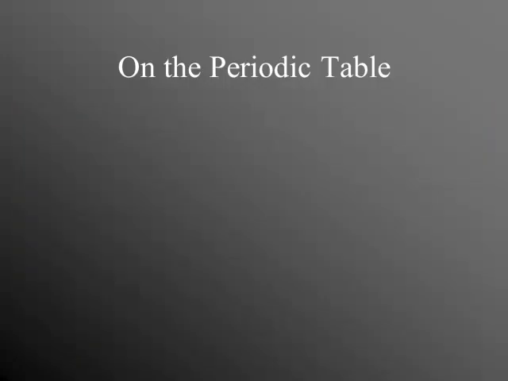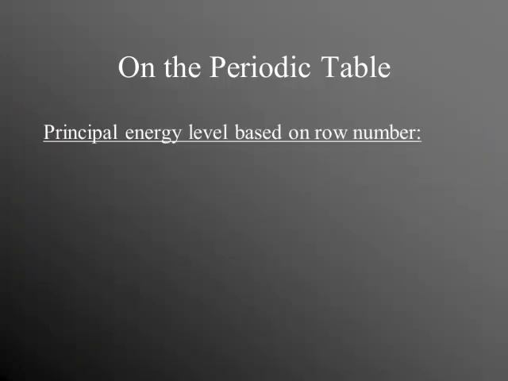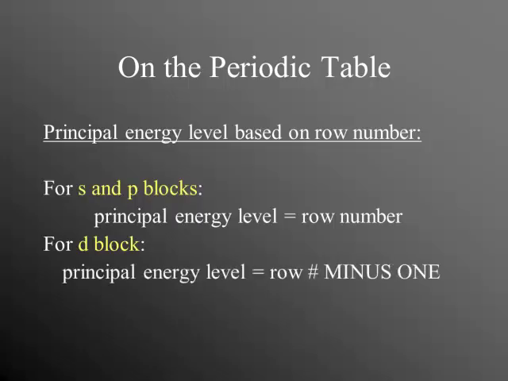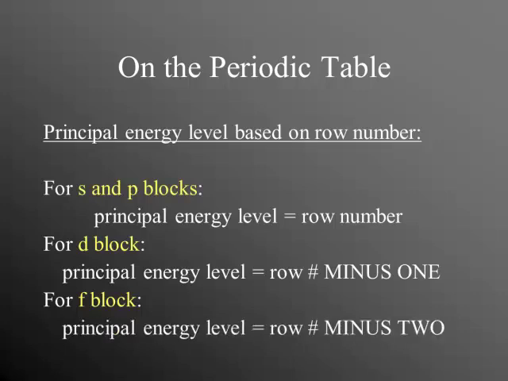The principal energy level for any set of orbitals is related to the row number. For s and p block orbitals, the principal energy level is the row number. For d block orbitals, the principal energy level is 1 less than the row number. And for f block orbitals, the principal energy level is 2 less than the row number.